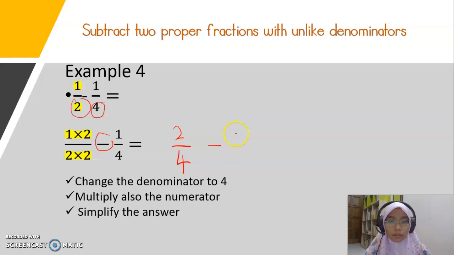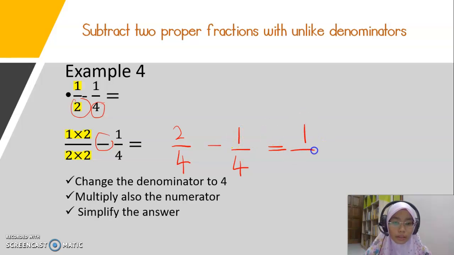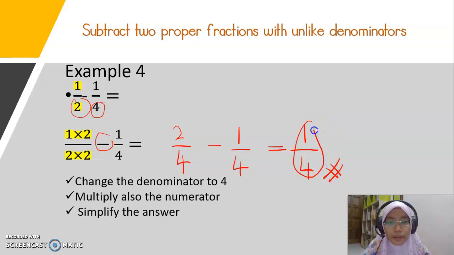So 1 over 4. So 2 minus 1 equal 1. So the answer is 1 over 4. You don't have to simplify already because it's simplified already, right?